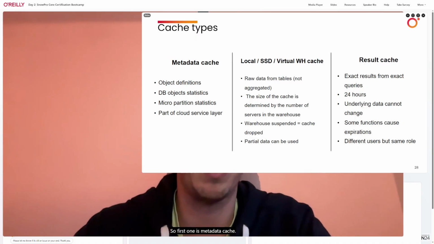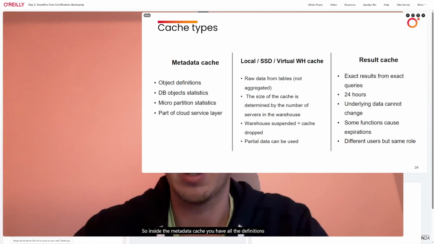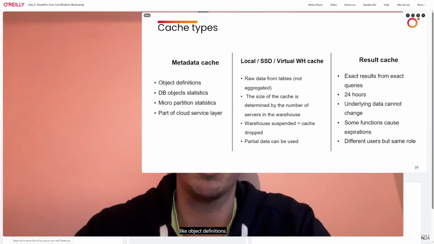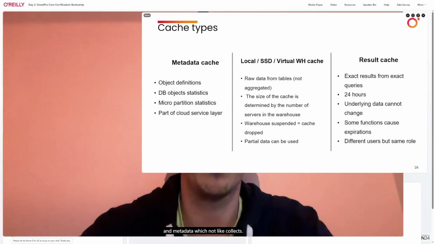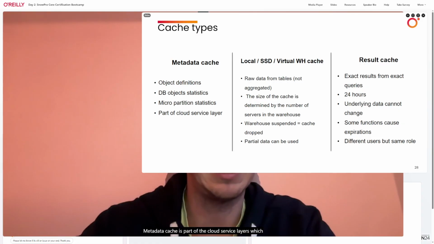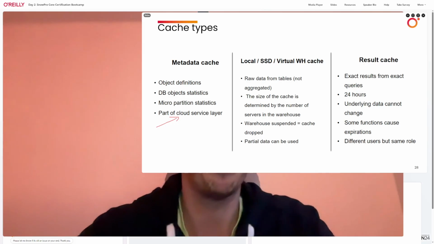So the first one is the metadata cache. I've already been speaking about that one yesterday. Inside the metadata cache, you have all the definitions, like object definitions. You have all those database statistics or micropartition statistics and metadata which Snowflake collects. The metadata cache is part of the cloud service layer, so it's stored there and processed there.